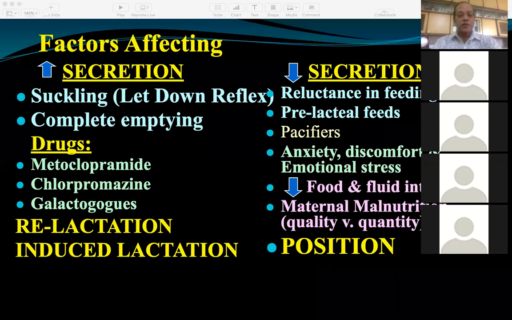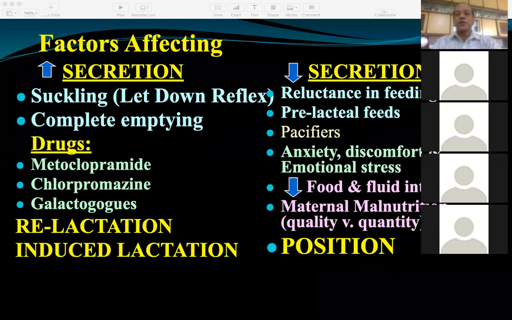Induced lactation is usually in a person or in a mother who has not delivered the baby. So grandmothers or a mother who has adopted the baby can have the procedure for induced lactation, which includes suckling at the breast, though there is no milk secretion, and giving drugs like domperidone and metoclopramide, which will increase the secretion through an increase in prolactin.